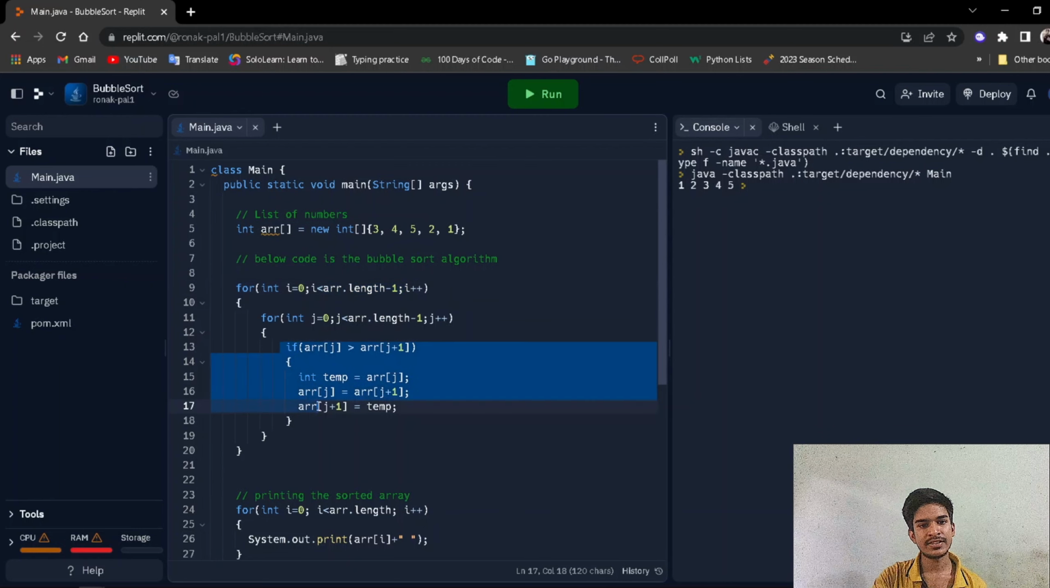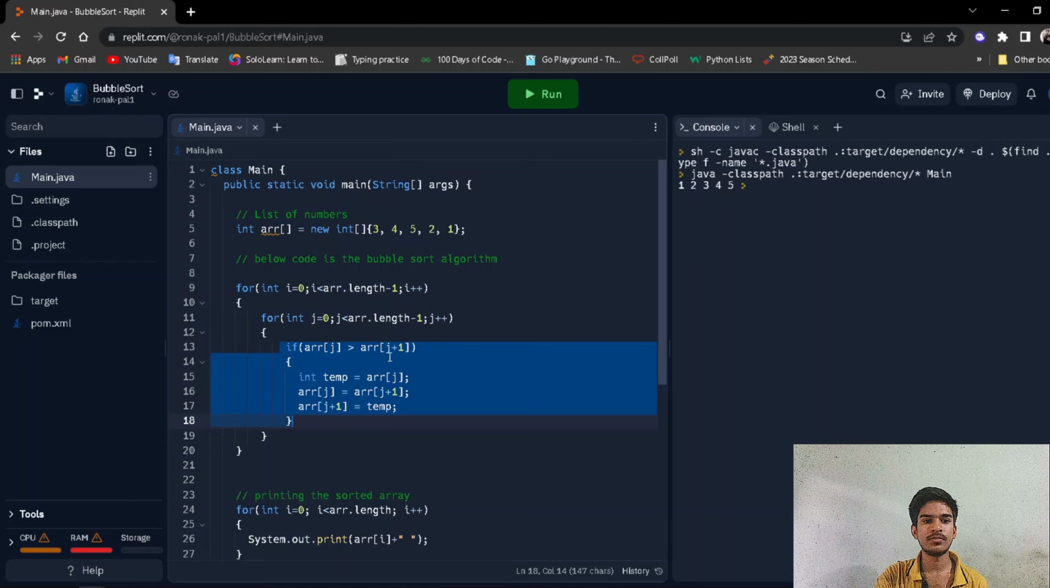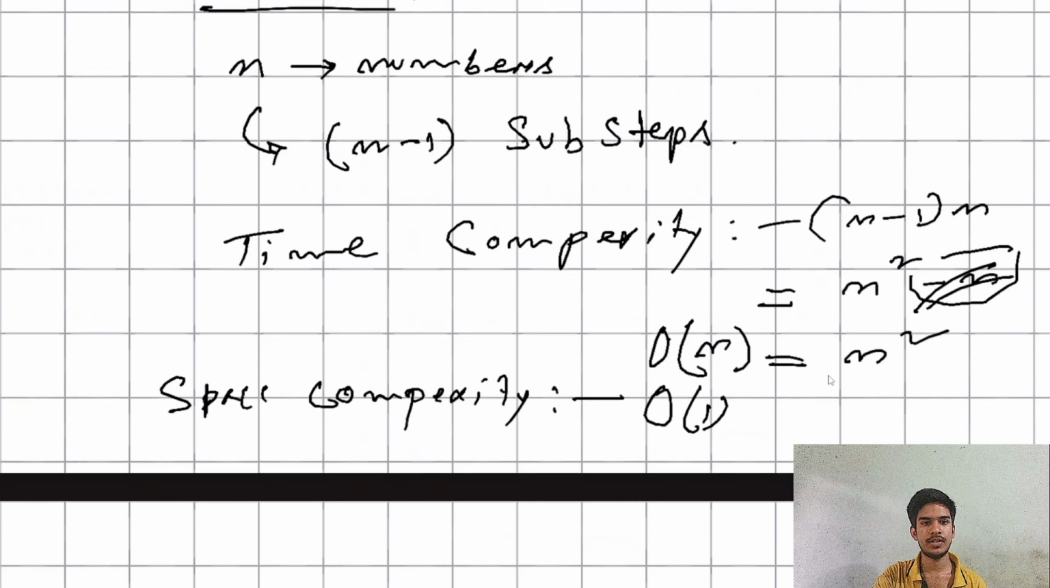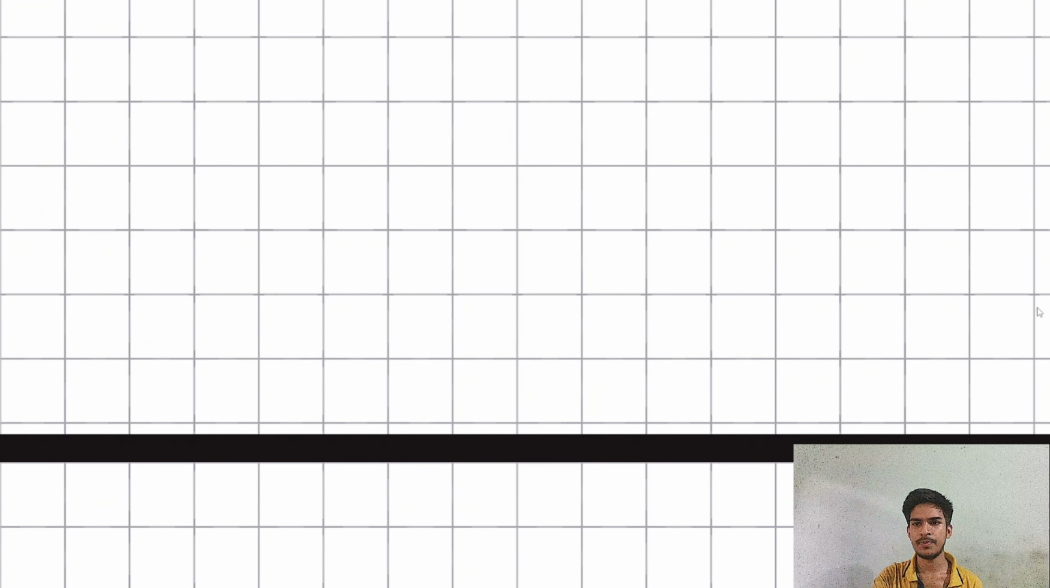In the inner section we have a check: if left is less than right, then it is okay, else swap. So we give the opposite condition: if arr[j] is greater than arr[j plus 1], that is the else condition, so we'll swap it. So how do we swap? Here is the explanation, in case you don't know about swapping.